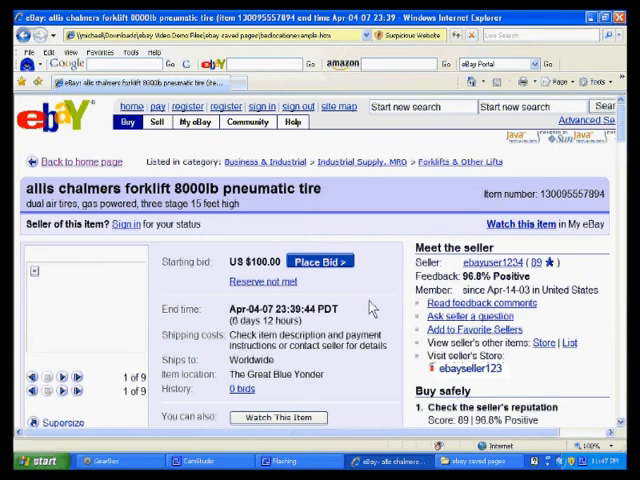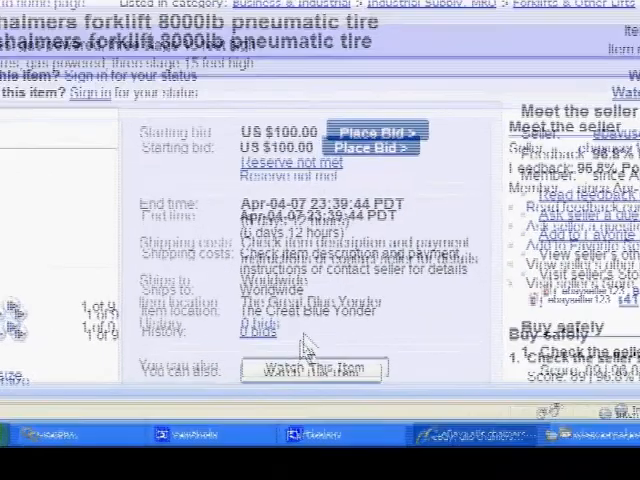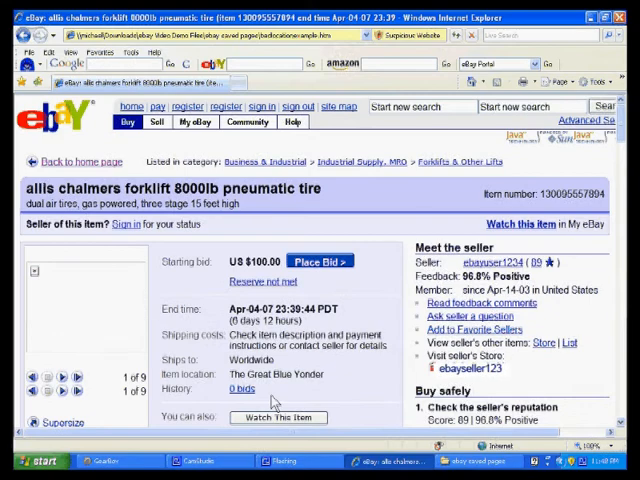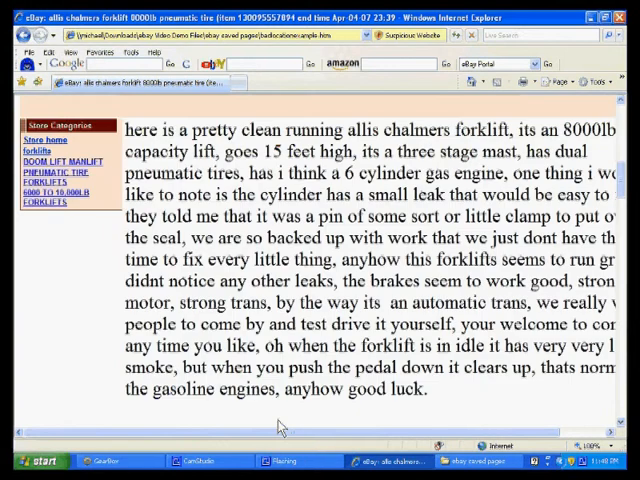That's also rather low. If we look at the item location, it's shown as the Great Blue Yonder. You should never trust sellers who hide their location. Listing a false item location like this makes it look like the seller wants to hide. They do not want people to know where they actually are. This is a common sign of scammers or dishonest sellers.